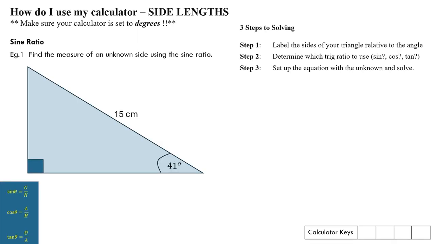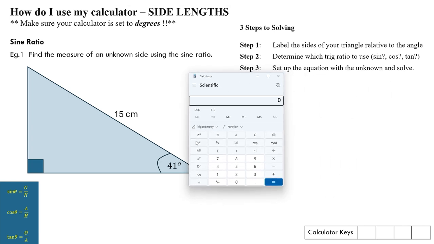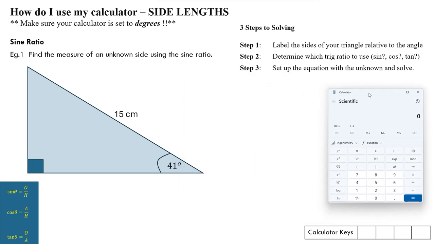Okay, how do I use my calculator? First thing you have to make sure is that your calculator is set to degrees. If you look at a scientific calculator, you'll see right here there's a degree function, a radians function, and a gradients function. So you certainly want it set to degrees, or else you won't get the values that you expect.